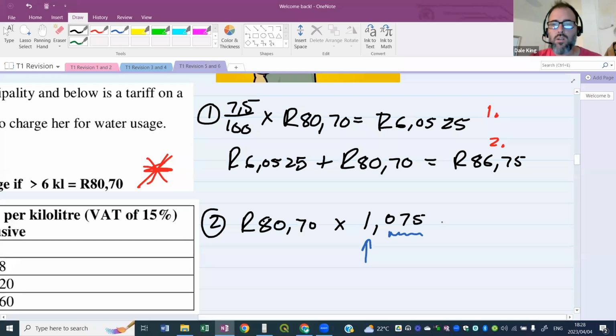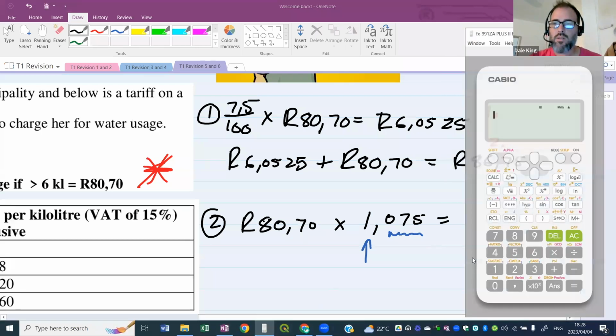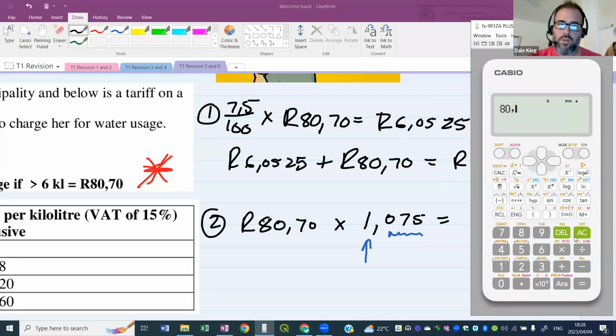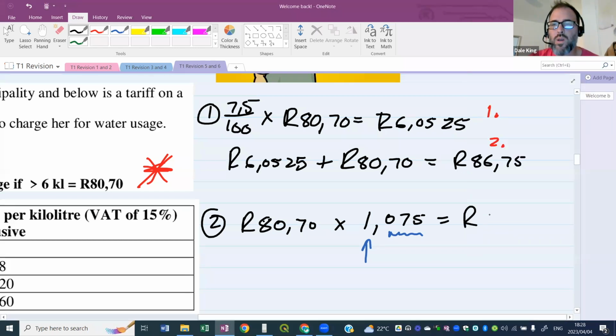And if we do this on the calculator, 80.70 times 1.075, we get 86.75. We get the same answer, so 86.75. So that's just a quicker method. You don't have to use it. I'm not saying you must, but it is there. It's quick and easy. That'll increase a number by a percentage. Okay, so that's question one.